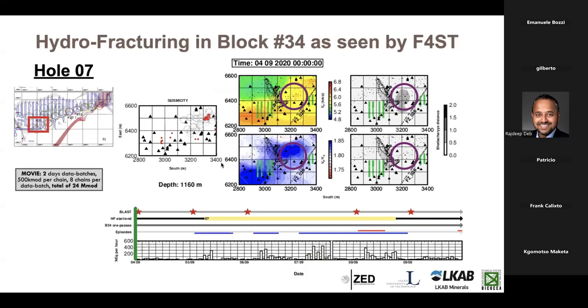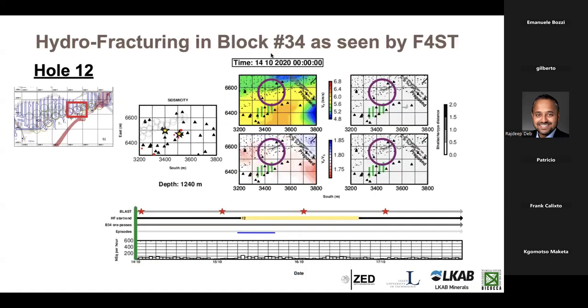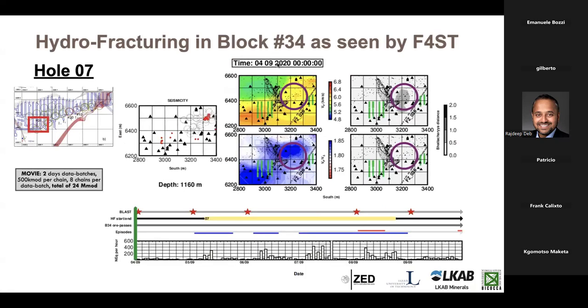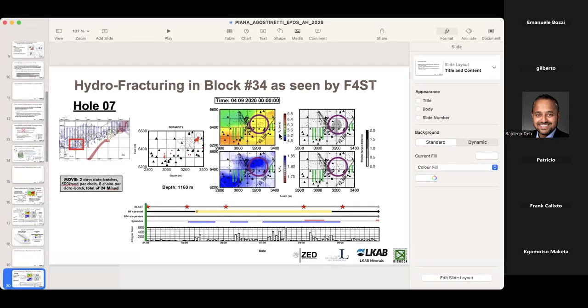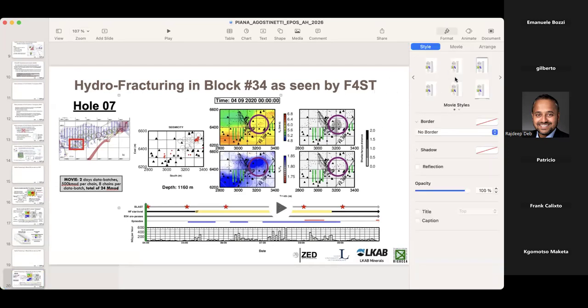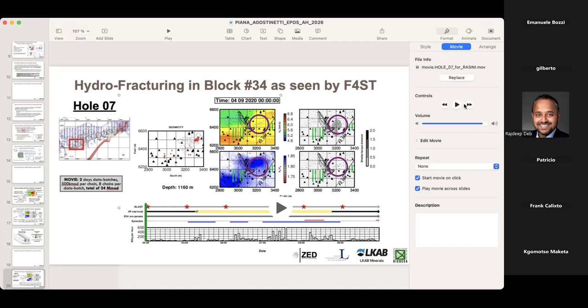This is hole 7. Sorry, I have to exit the full screen presentation because the movies is not working. So let's see, it's moving. This is when it starts. Sorry, I cannot stop it in this way. So let's go here. Can you still see the presentation? It's okay. Yes. Okay, so I operate the movies from here because it's easier.